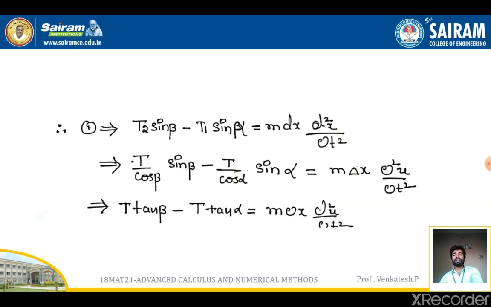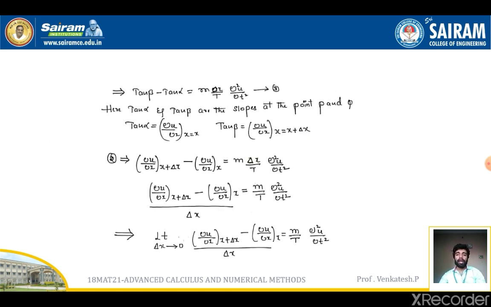I'm replacing T2 as T by cos beta like this, and T1 as T by cos alpha, will be equal to m delta x ∂²u/∂t². Since sin by cos will be tan, I can replace it as tan beta, and sin alpha by cos alpha will be tan alpha. So I got, the tension T tan beta minus tension T tan alpha is equal to m delta x ∂²u/∂t². So now I can write the equation like tan beta minus tan alpha is equal to, since I'm taking T common factor here, I'm shifting the T to RHS, like m into delta x by T ∂²u/∂t². Call it equation number 1.